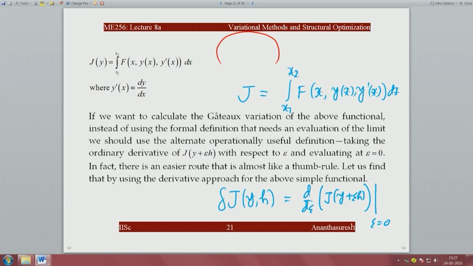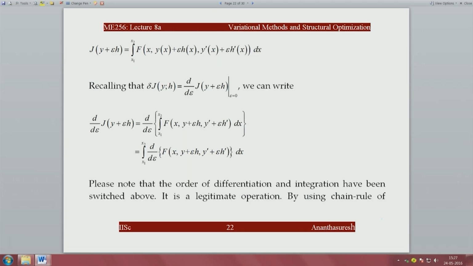If you want it more like a mnemonic, what sometimes people call the delta operation, you can just follow this. Where we had this function f, instead of y we replace it with y plus epsilon h, and y prime with y prime plus epsilon h prime. Now, you need to take the derivative of this with respect to epsilon and then substitute epsilon equal to 0. Again, what we have done here is interchange the order: earlier it was differentiation and then integration, and what we are showing here is integration and then differentiation.